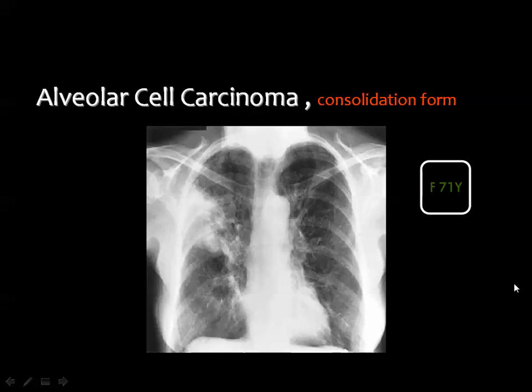Then this is the consolidative form where you see a patchy opacity which is exactly similar to pneumonia, but the symptoms of pneumonia are lacking, and the response to antibiotics is lacking. Then you may think of one of two possibilities, lymphoma and bronchoalveolar carcinoma. And also you may think of some of the other types of atypical infection which do not respond to antibiotics.